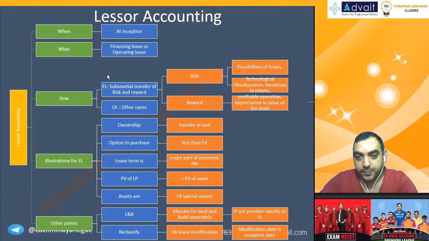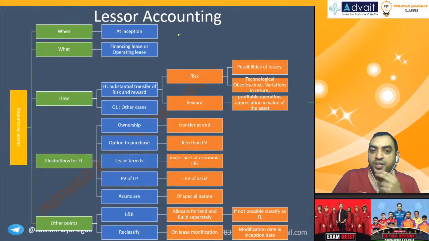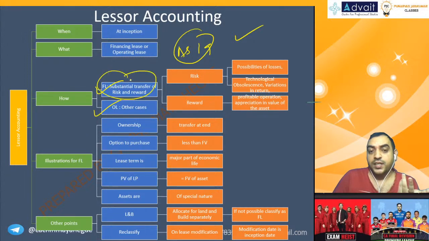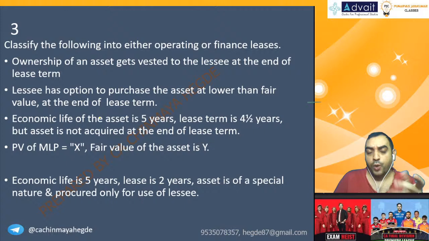Okay, let's go further. Lessor accounting, actually no change. As per AS 19, whatever is there, that continues. So you know there are two types: one is financial lease, the other is operating lease. When substantial transfer of risk and reward takes place, it is a financial lease. In all other cases, operating lease. So let's do one quick problem based on that.